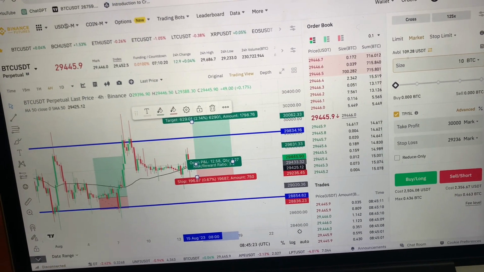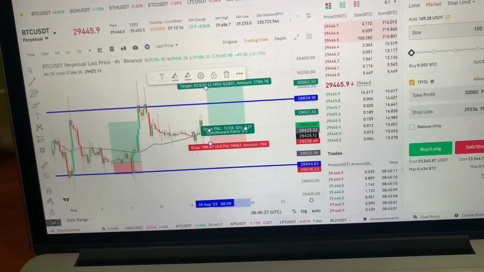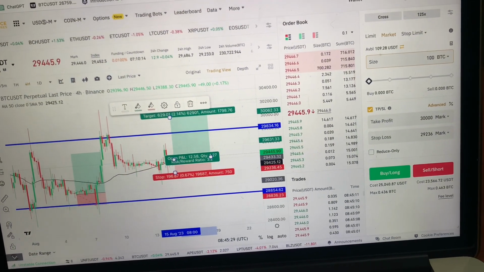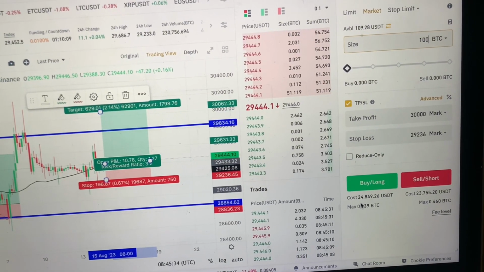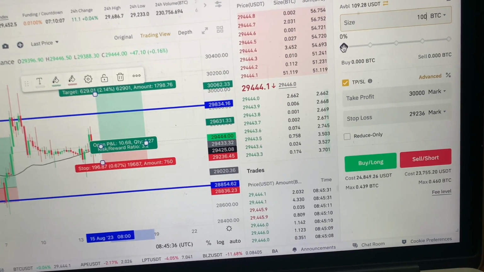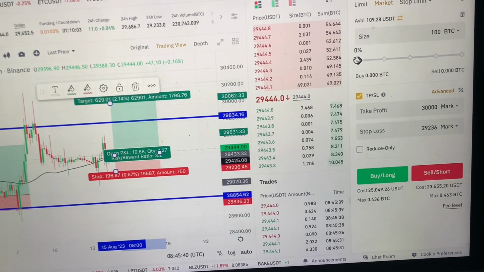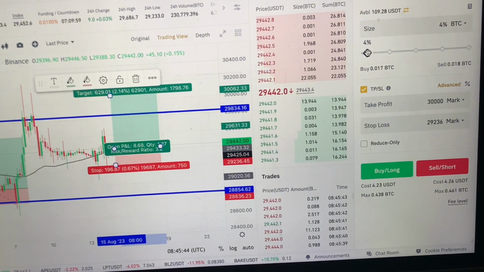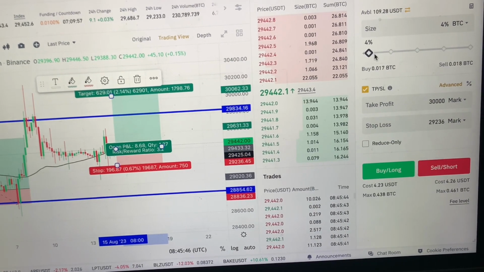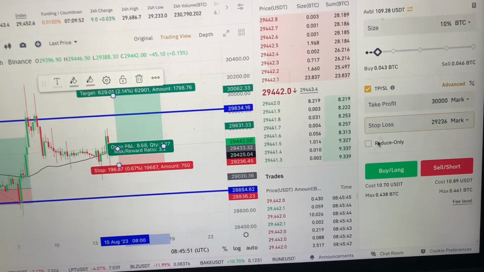Okay, so we enter it. When we enter 100 BTC, this is how much we are going to use. The cost is $24, but remember we are going to use $10 on this trade. Because we are using $10, you can drag this button here to show the percentage that you want to use. I told you guys we are going to use 10% as cost. So we just enter 10%.